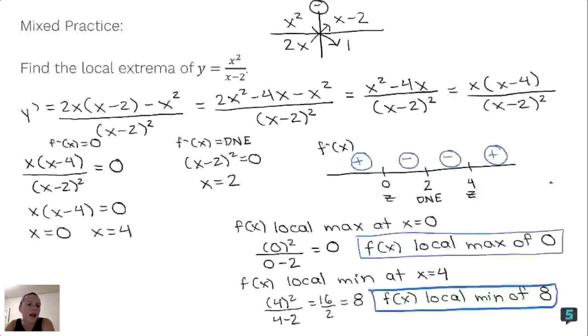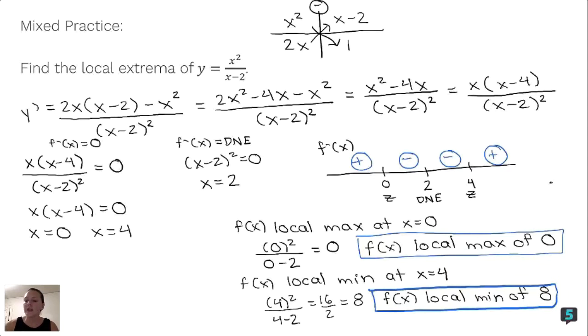Was there a local max or min at an x value of 2? Nope, because the derivative didn't exist there, right? We can't have a local maximum where the derivative doesn't exist. But sometimes I find that students still try to use that critical number as well, but it just doesn't happen.